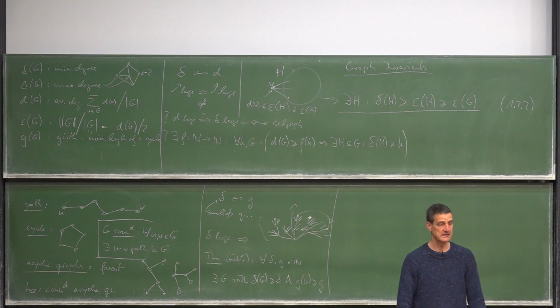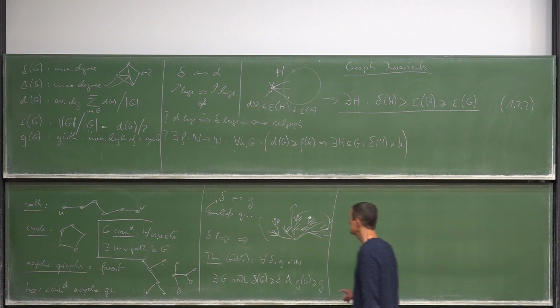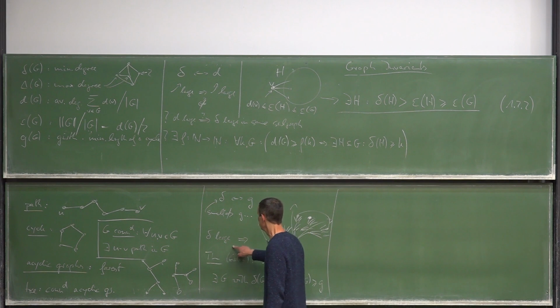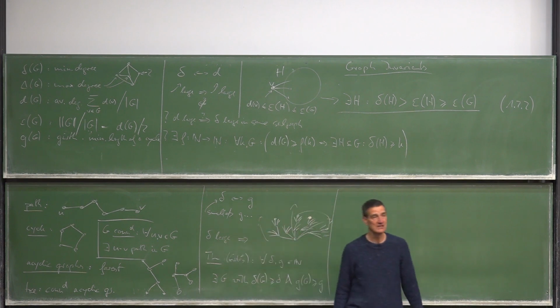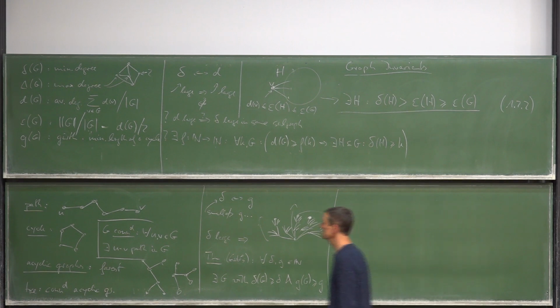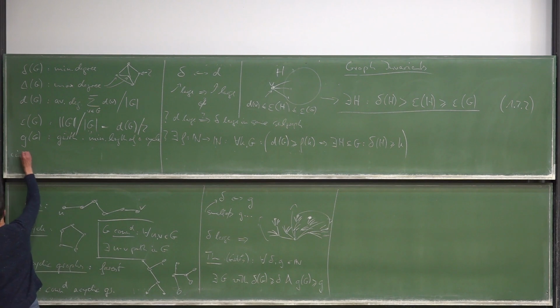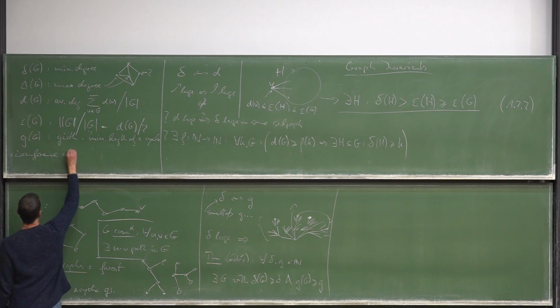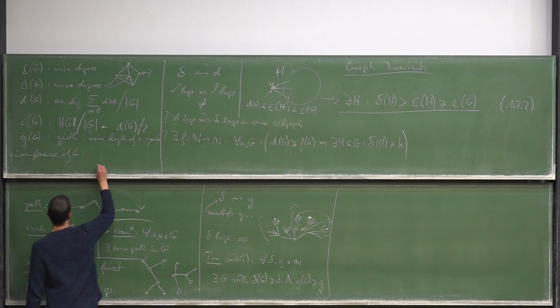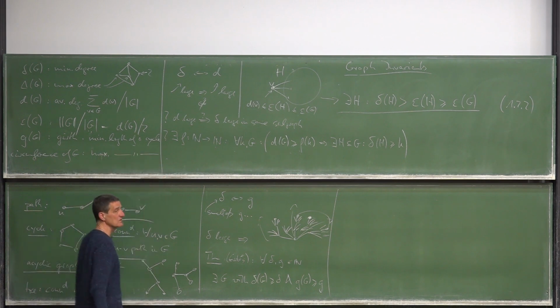All right, let me carry on now. How about large min degree forcing a large cycle? So we need a new invariant for that. That's the circumference of G. That's the longest length of a cycle.